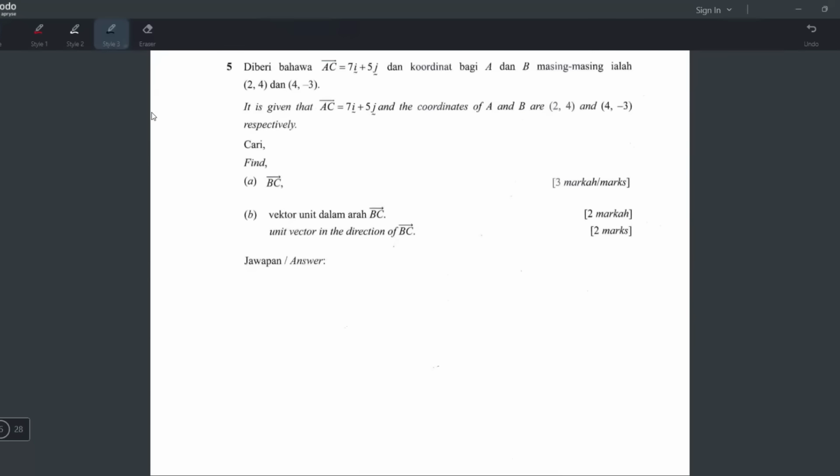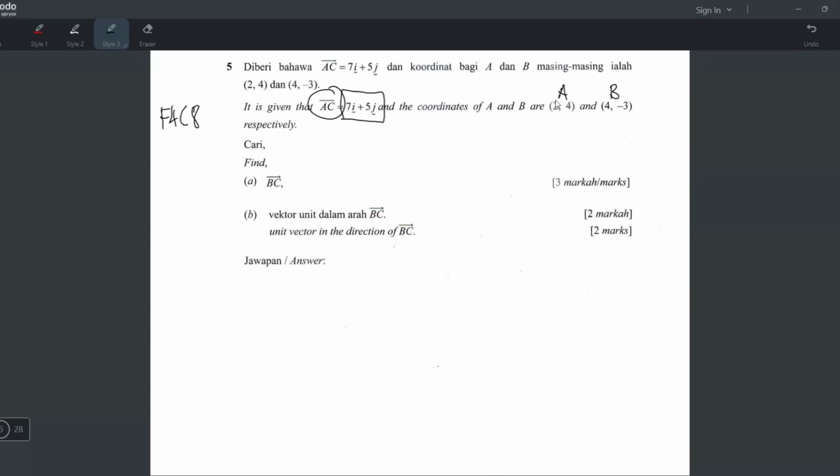Okay, number 5 is clearly a vector question from chapter 8. Let's go. Given that AC vector is 7i plus 5j. When I see ij, I know it's a coordinate vector question, because ij is specialized for coordinate vectors, the vectors in the Cartesian plane. The coordinates of A and B are this and this. That means I can find vector AB, because they give us the A coordinate and the B coordinate.